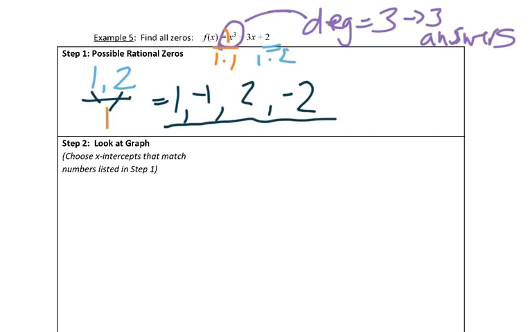So I'm going to look at my graph, and I'm not going to write it all out this time. You're just going to type x to the power of 3 minus 3x plus 2 into your calculator. And then we'll hit graph. And if I look at my graph, it looks something like this.